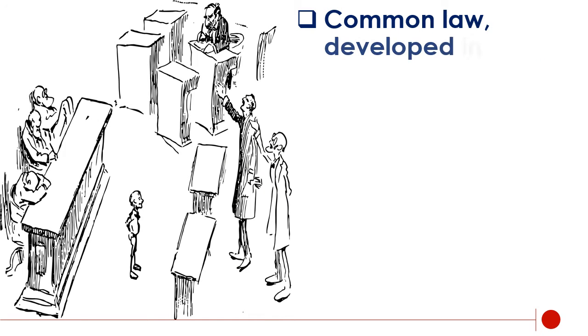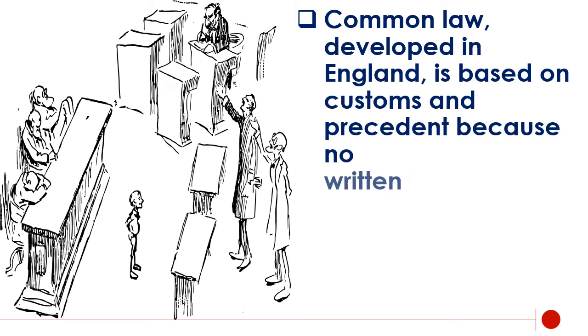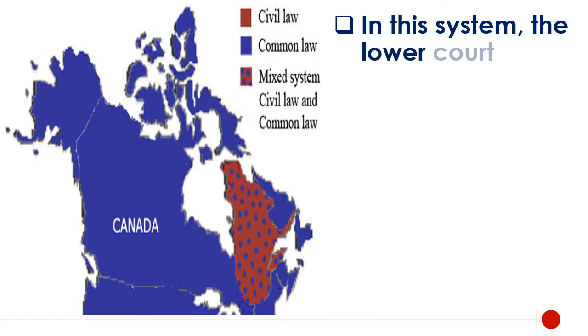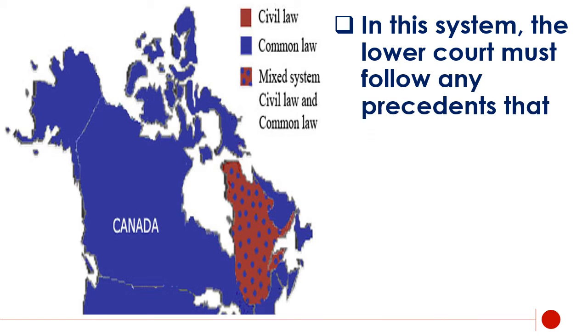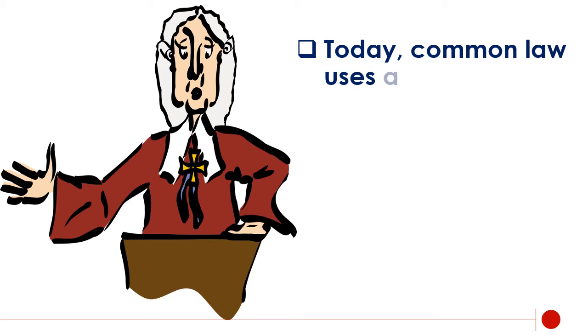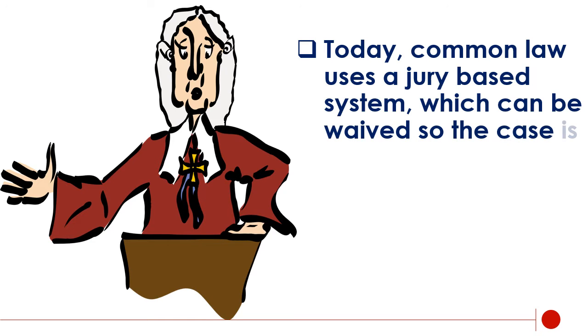Common law, developed in England, is based on customs and precedent because no written laws were available. Common law reflects the morals of the people and relies heavily on precedents. In this system, the lower court must follow any precedents that exist due to higher court decisions. This type of law is still in use today in the United Kingdom, the United States, Australia, and Canada. Today, common law uses a jury-based system, which can be waived so the case is decided by a judge.